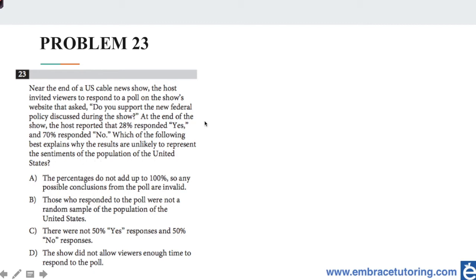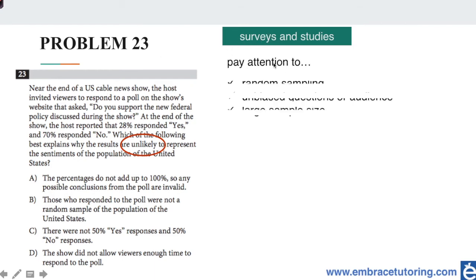One master tip I'll tell you is that whenever they are giving you some sort of survey, study, or observational type of question, and a survey is usually a huge giveaway, then what you really want to pay attention to is the fact that you have random sampling, you have unbiased questions or unbiased audience, unbiased location as well, and you have a large sample size.